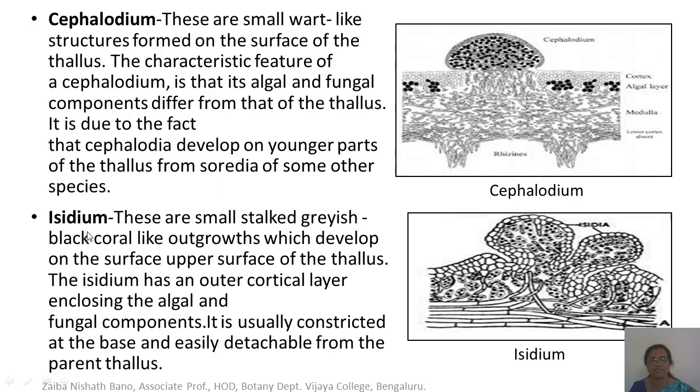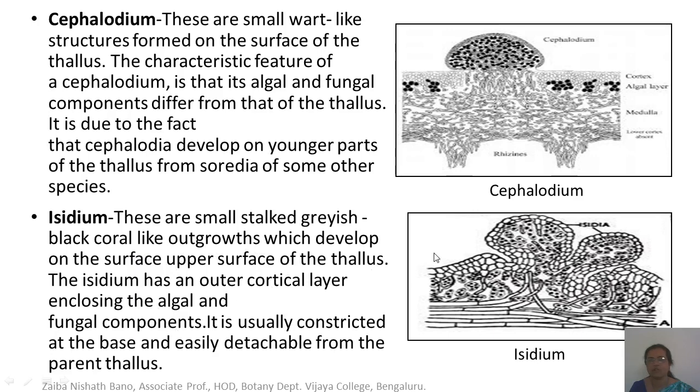Next type of asexual reproduction is by the formation of isidia. Isidia plural, isidium singular. Now what are these isidia? They are small stalked greyish black coral-like outgrowths shaped like a coral which develop on the upper surface of the thallus. You can see the isidium here.